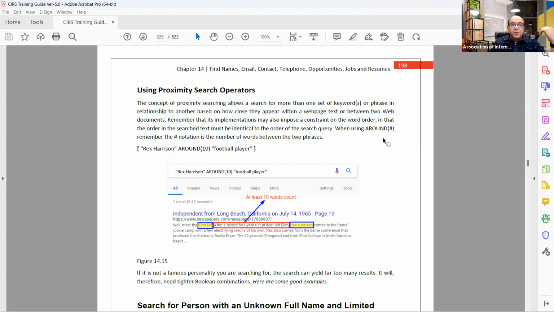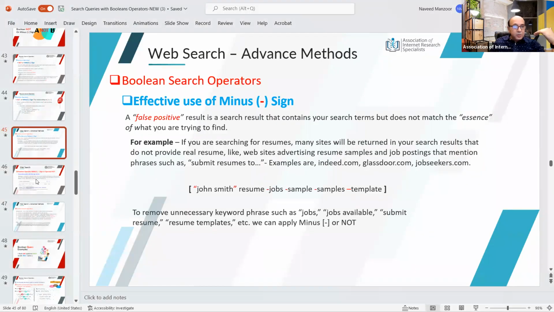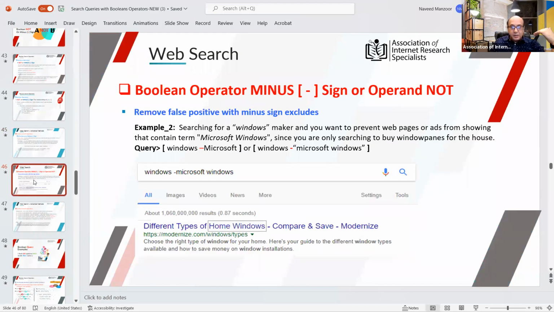So all I'm saying is that you can't make it too long. Okay. Don't think that minus sign is going to allow you to keep adding as much as you want to it. So that's another thing.